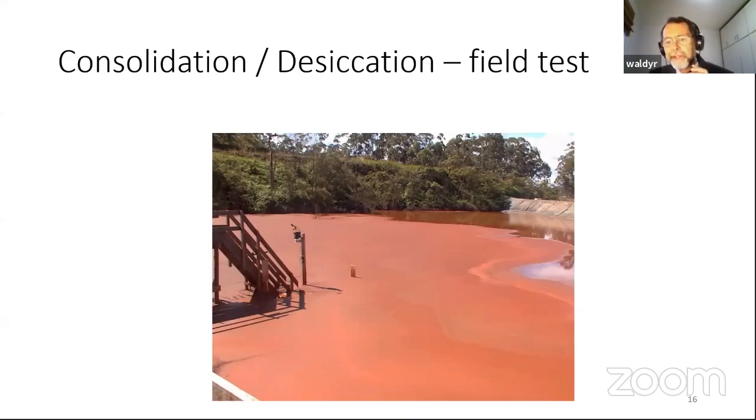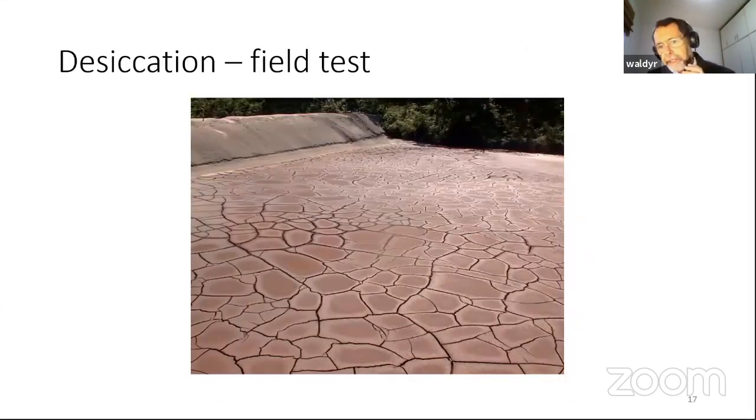Here we can show you some results from the past. We built a test area, a field test, where we filled with dilute tailings with solids content around 20%. So the material sedimented, and then we let the material consolidate. And after that, we did the surface drainage, in order to allow the material to desiccate.